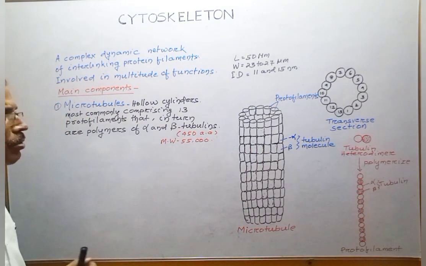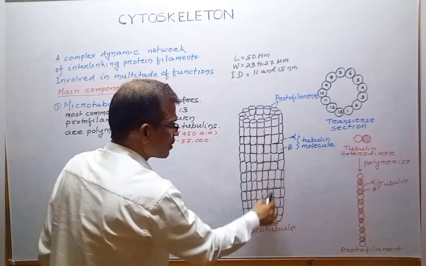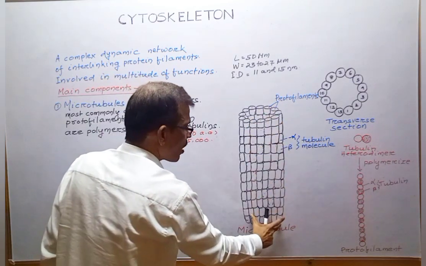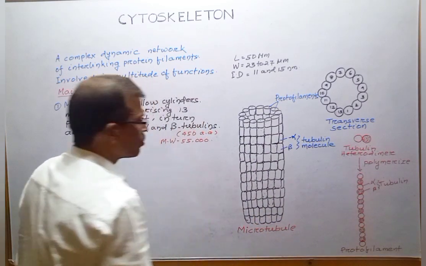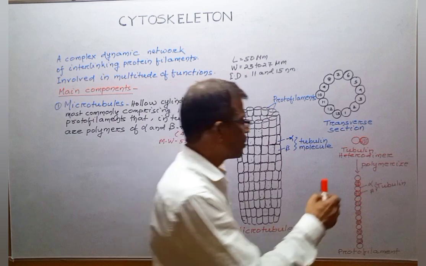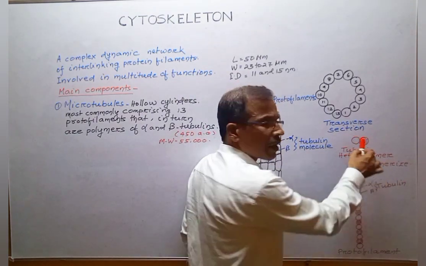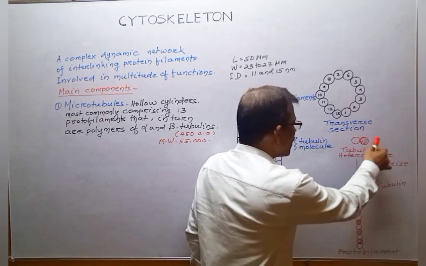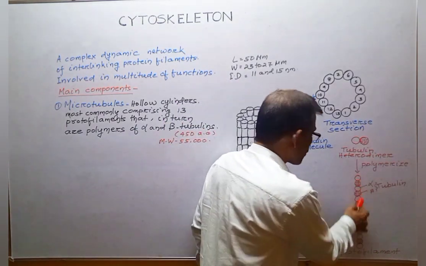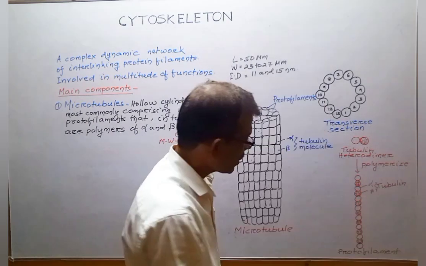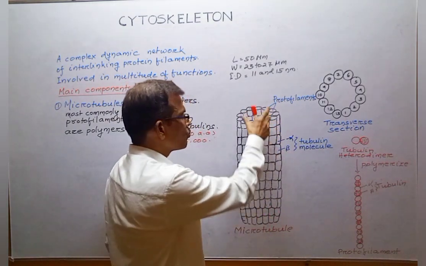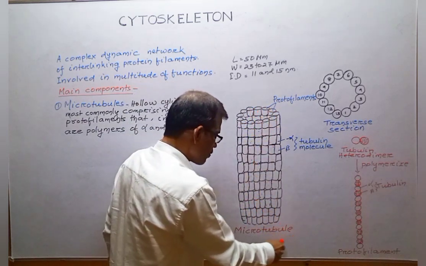Most commonly, a microtubule consists of 13 protofilaments. 13 protofilaments are assembled around a hollow core to form a tubular structure that we call as microtubule. Protofilaments are the polymers of tubulin heterodimers. A tubulin heterodimer includes one alpha tubulin and one beta tubulin. So tubulin heterodimers are polymerized in a head-to-tail manner to form a filament-like structure known as protofilament. 13 such protofilaments are arranged in a parallel manner around a hollow core to form a cylindrical structure known as microtubule.